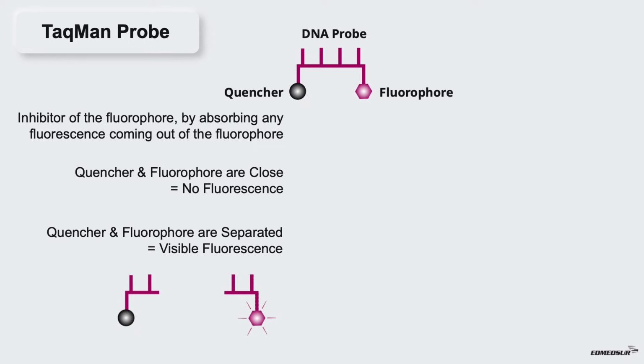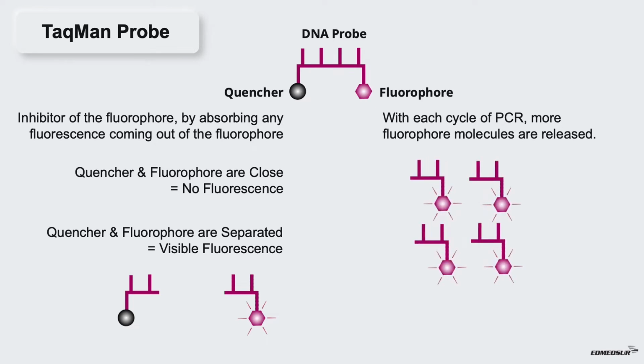the fluorophore. With each cycle of PCR, more fluorophore molecules are released, resulting in an increase in the fluorescence intensity proportional to the amount of amplicon synthesized. This allows quantification of the amplicon.